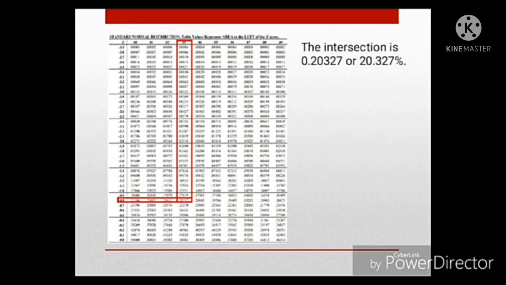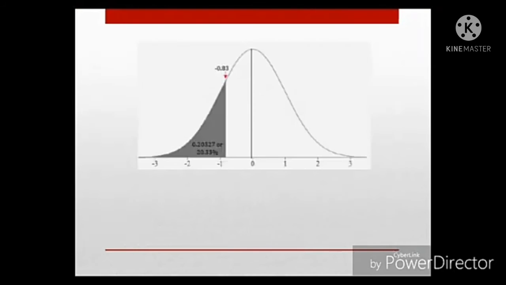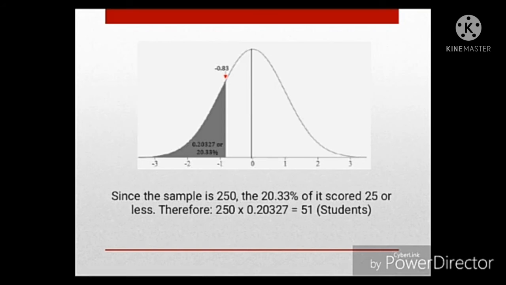Based on the table, the intersection is 0.20327 or 20.327%. The intersection represents the area or probability from left to right of the normal distribution. As you can see on the table, the shaded part represents the area in the normal distribution from left to negative 0.83. And since the sample is 250, which is the number of students, 20.33% of them scored 25 or less.